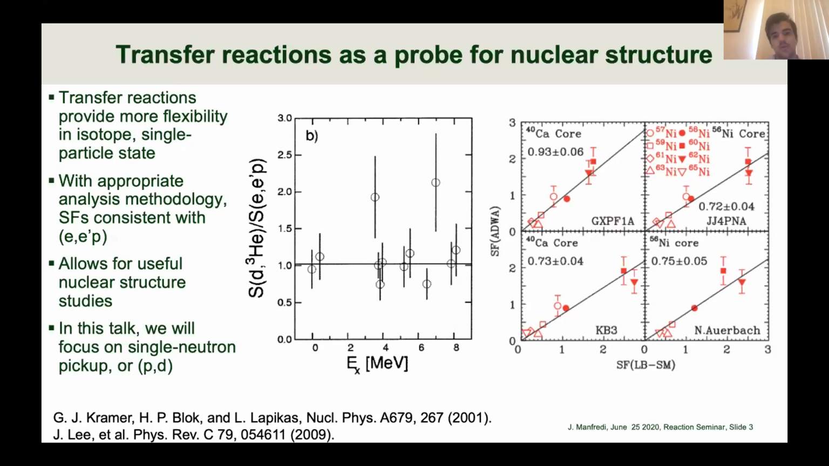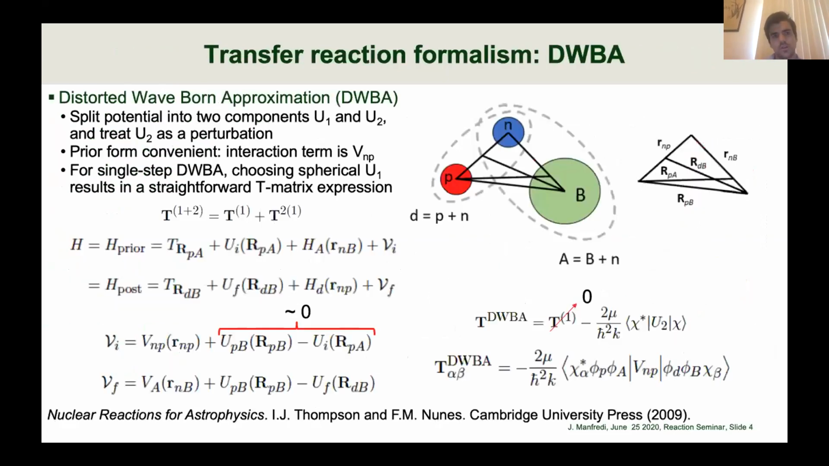Now in this talk, I'm going to focus on a type of transfer reaction called single neutron pickup, or (p,d). So the formalism I'm going to use today when I'm talking about transfer reactions is basically assuming a 3-body system. So you can see here on the right, this is a figure adapted from the excellent textbook by Thompson and Nunes. You have a proton approaching a system A, which consists of a core B bound to a neutron N, and then a transfer happens, so you end up with a deuteron and B.